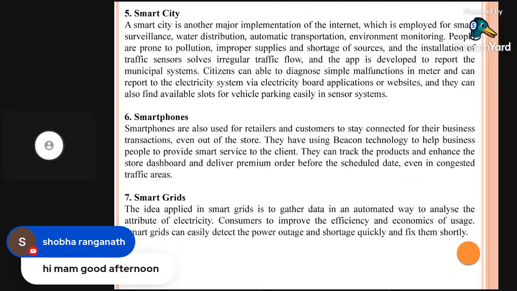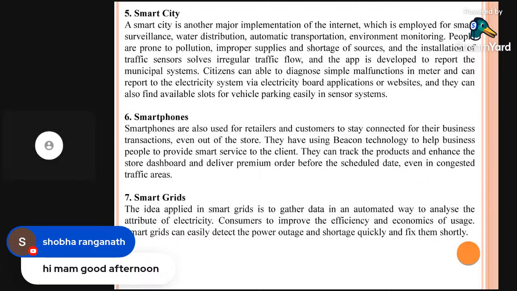Smartphones are also used by retailers and customers to stay connected for their business transactions, even out of store. So it is beacon technology to help business people provide smart services to the client. They can track the product, enhance the store dashboard, and deliver premium orders before the scheduled date.